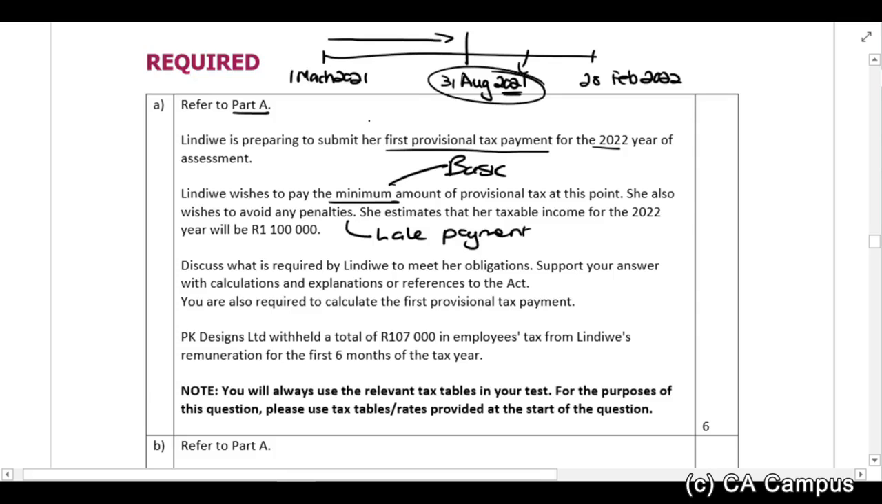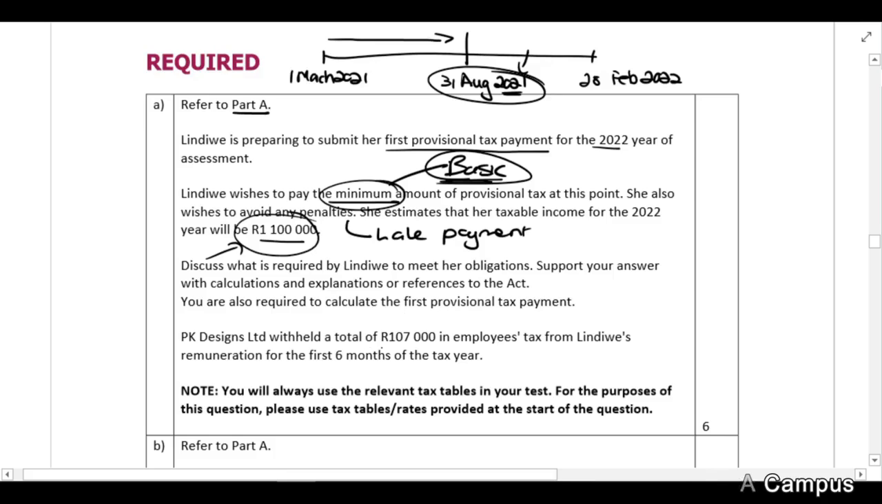She estimates that the taxable income for the 2022 year will be 1.1 million. So she thinks she's going to earn 1.1 million, but she wants to pay the minimum amount. Can't be less than the basic amount. The only way it can be less than the basic is if you've done a proper calculation and you can prove to SARS why you believe it will be less than the basic. Discuss what is required by Lindiwe to meet her obligations. Support your answer with calculations and explanations or references to the Act. You're also required to calculate the first provisional tax payment.